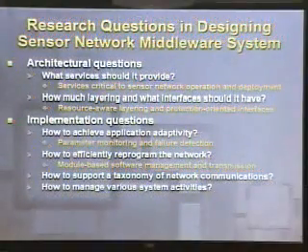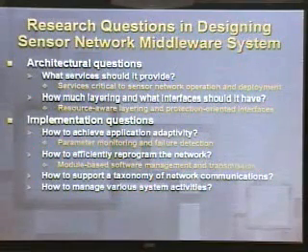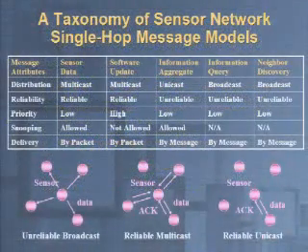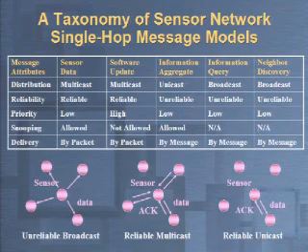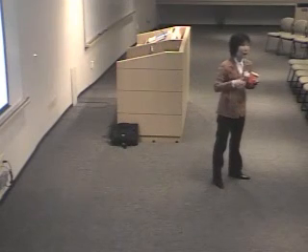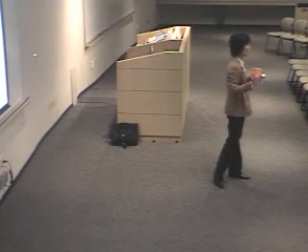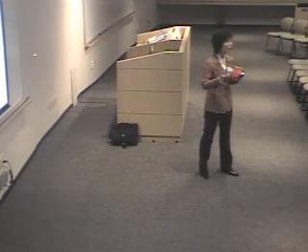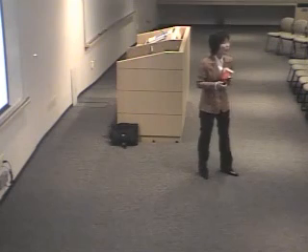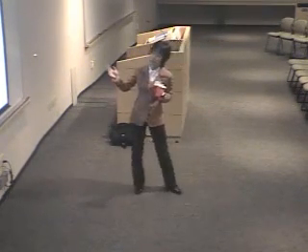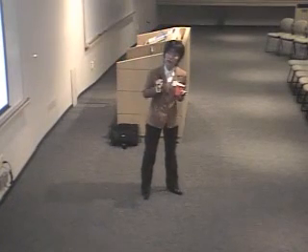So the next question is, how can we support a broad variety of network communications that appear in the sensor network domain? Sensor networks heavily depend on data exchange and processing within the local neighborhood. So communication within a single-hop neighbor is the prevalent communication style. In many existing sensor network applications, we have seen a broad taxonomy of single-hop message models.